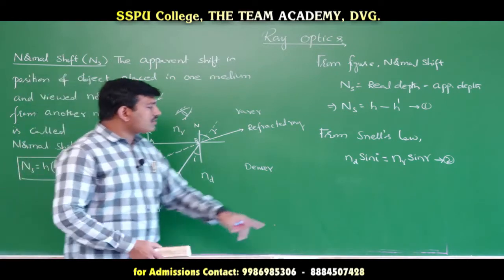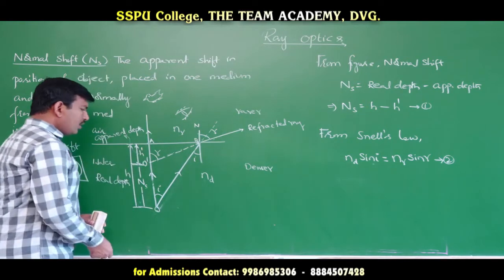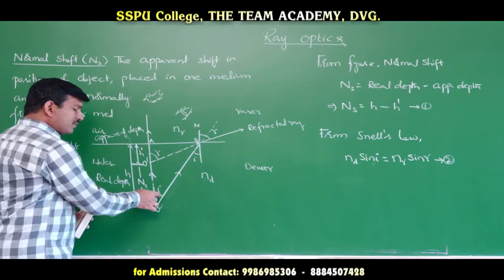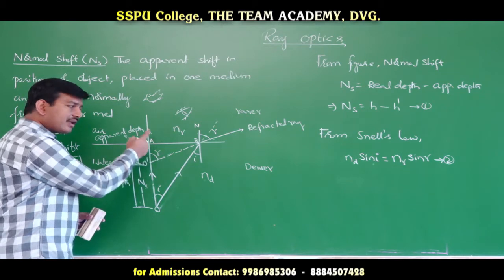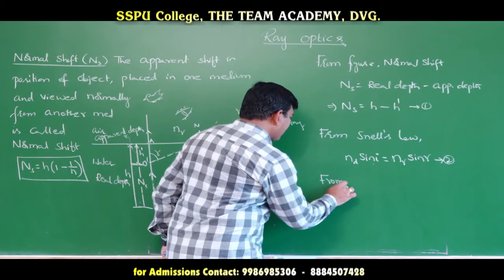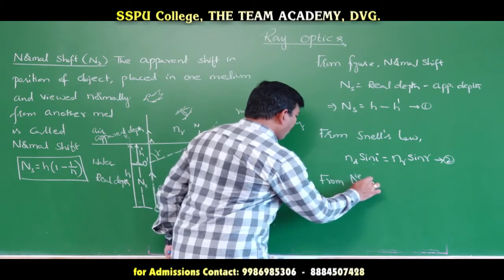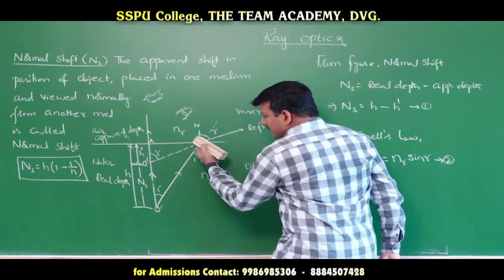And I want sin i value and sin r value. Therefore, what can you do? We can take sin i is obtained using this right angle triangle and sin r is obtained using this right angle triangle. Now, from right angle triangle OAB, what is sin r?